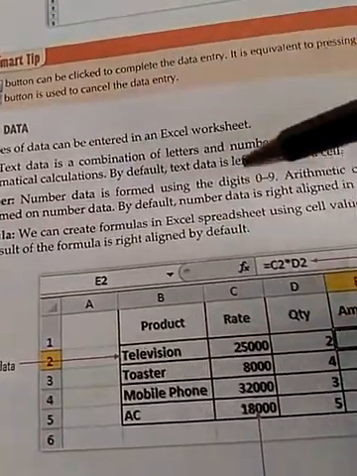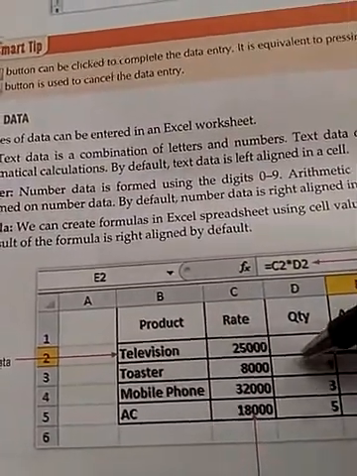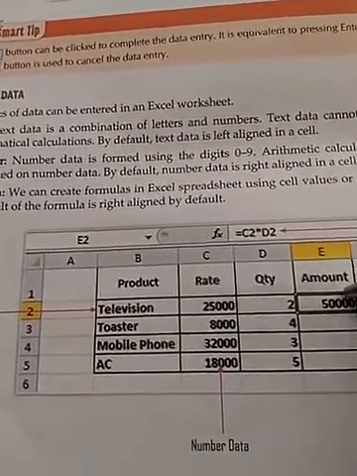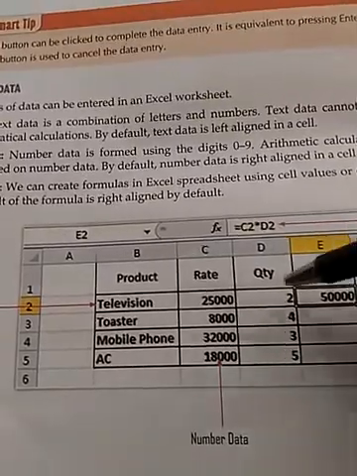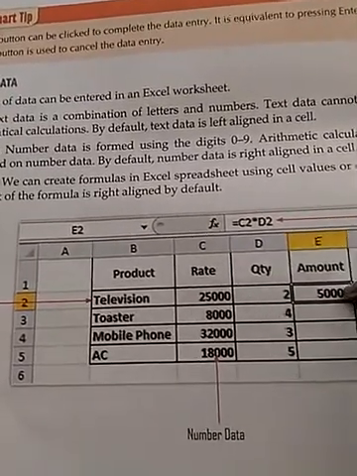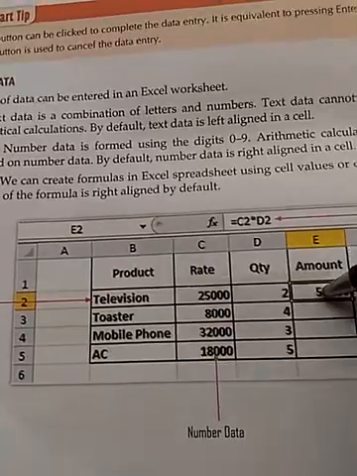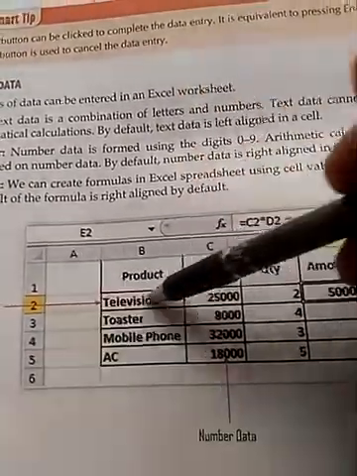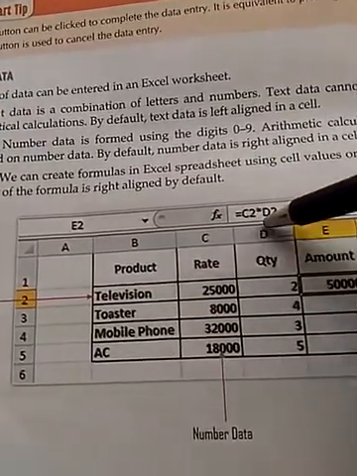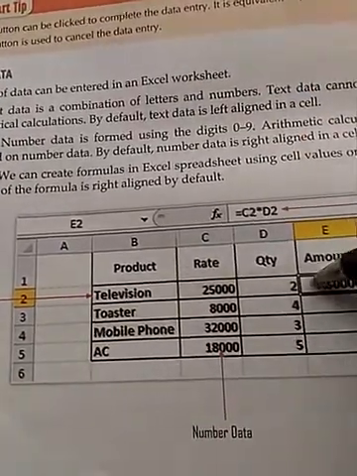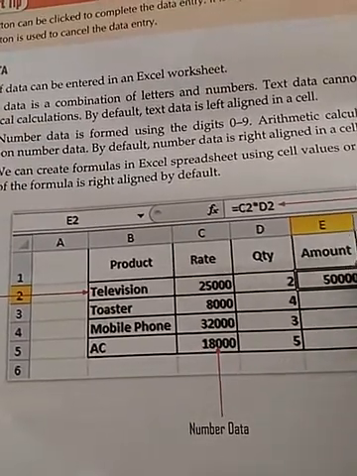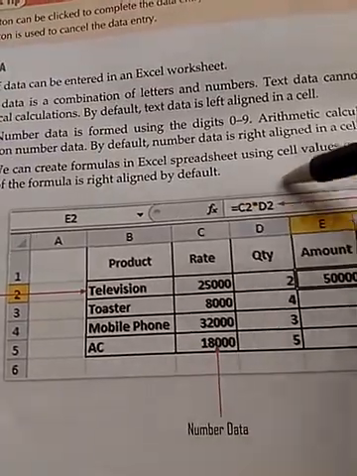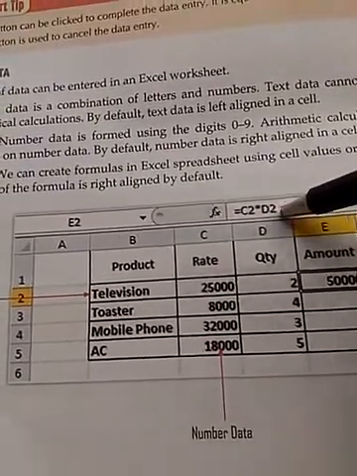Formula, you can write the formula over here to perform some mathematical calculation. For example, if you want the amount as the rate into quantity, then you can simply write here equal to the name of the cell. The name of the cell is C2 and the name of the cell is D2. So you can write equal to C2 into D2. It will give you the result by calculating the cell value from this formula.